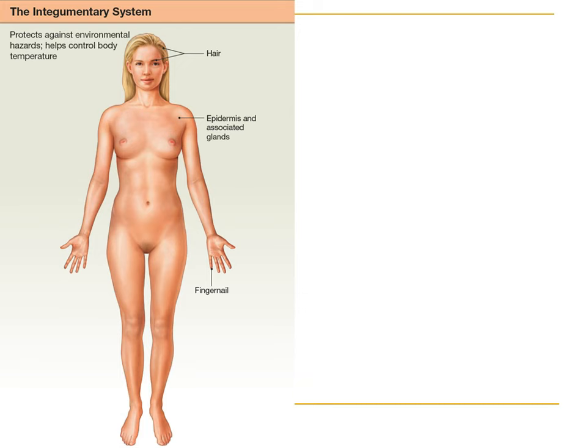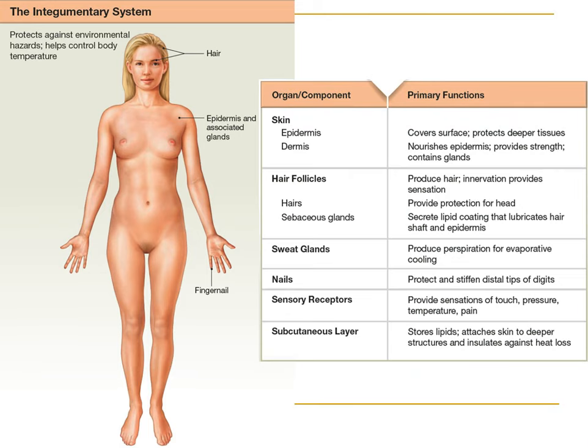Now we are going to study the human systems one by one. The first one is the integumentary system. This integumentary system consists of hairs, the skin like the epidermis, the associated glands, and the fingernails. They are some of the components of the integumentary system. When you see this chart, we see that the skin consists of the epidermis and the dermis. The epidermis covers the body surface and provides protection to the deeper structures. And the dermis has an abundant blood supply, so it nourishes the epidermis and provides strength, and also the secretory portions of the glands are present in the dermis.